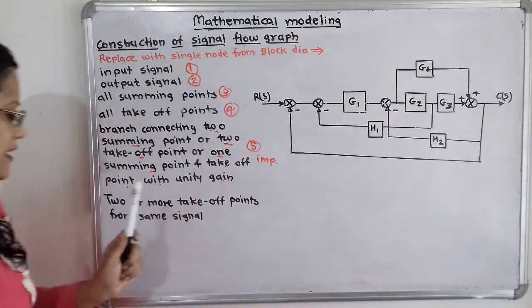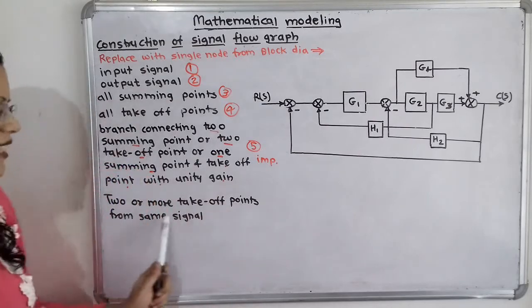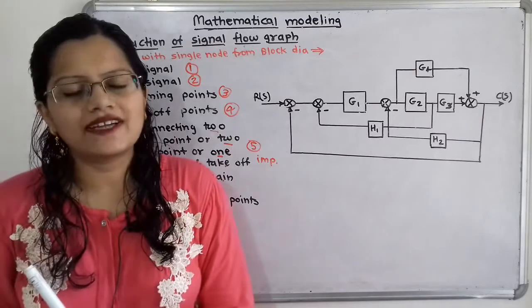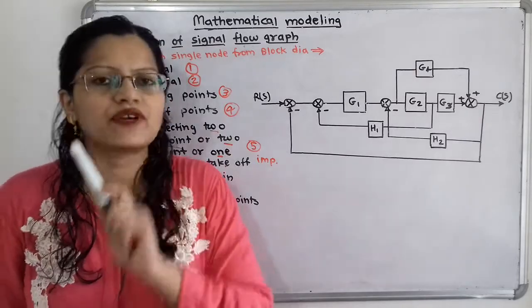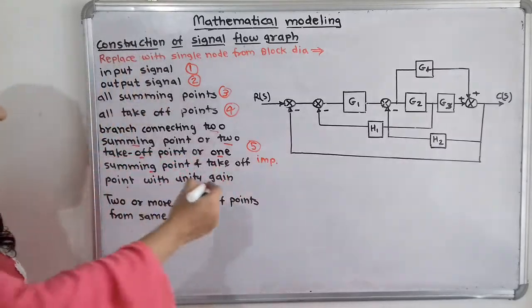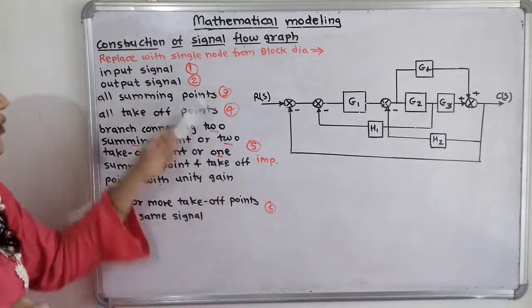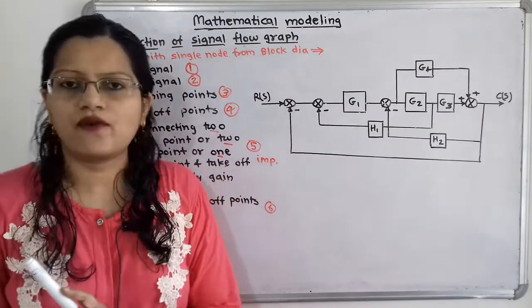Then the last one is two or more takeoff points from the same signal. Suppose there are two or more takeoff points from the same signal, then also we have to combine them and consider a single node. So this is the sixth important point. These six points we have to remember while construction of the signal flow graph.